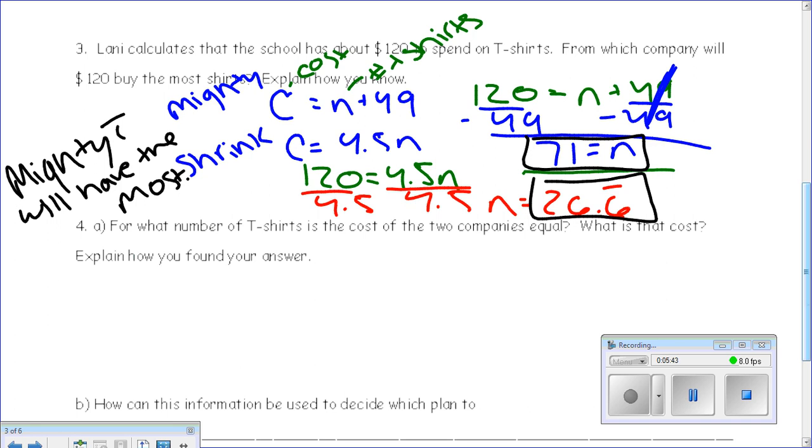For A, for which number of t-shirts is the cost of the two companies equal? So we want to know when they're equal to one another. And what is that cost? Well, we know the two equations. Does anyone want to take a quick guess as to how we would set them equal to one another? How do you think we would do that?